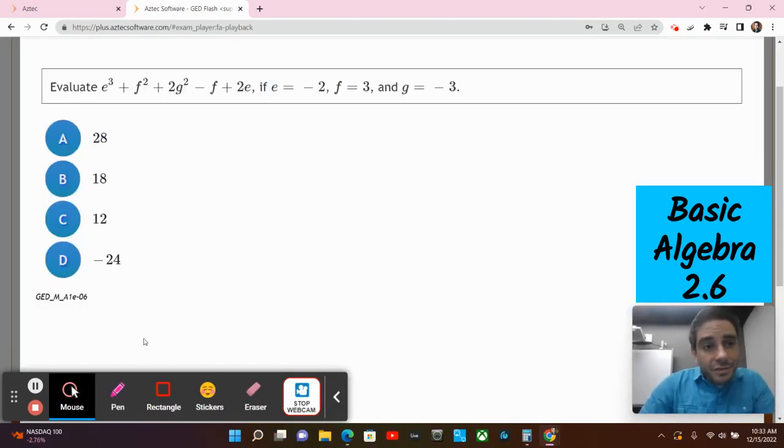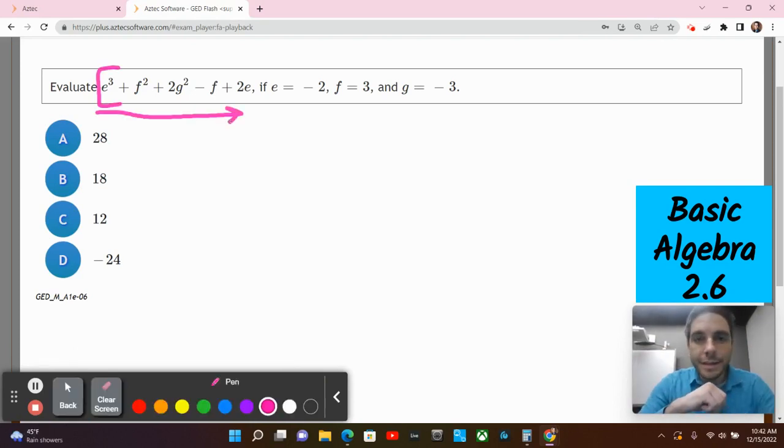All right, evaluate e to the third power plus f to the second power plus 2 times g to the second power minus f plus 2 times e, if e is equal to negative 2, f is equal to 3, and g is equal to negative 3. All right, well, the hardest thing about this question is just navigating all of that really abstract looking algebra language.